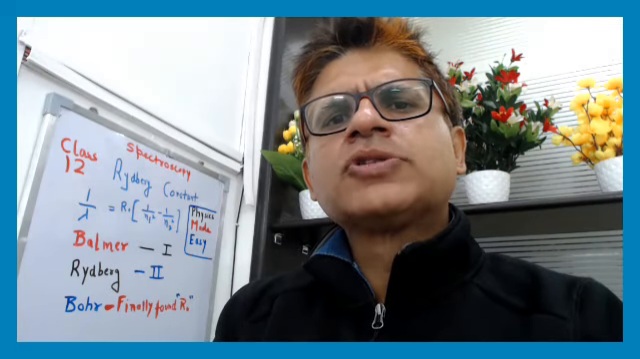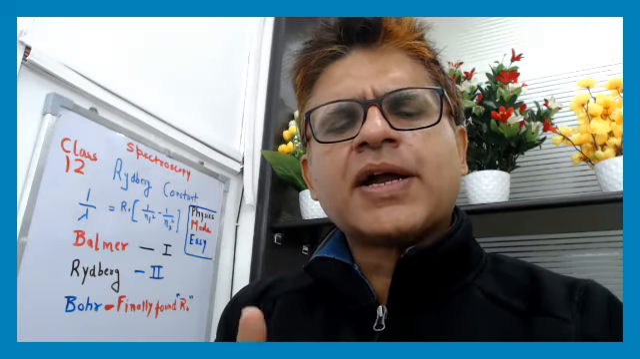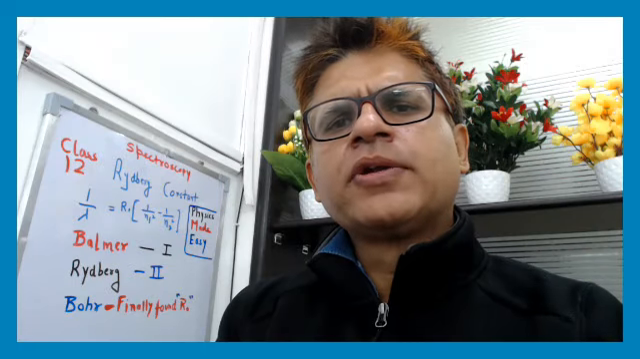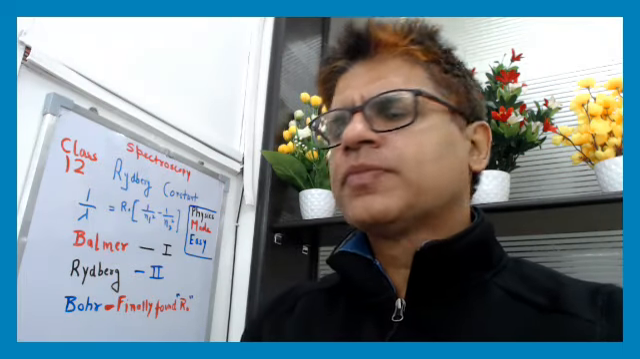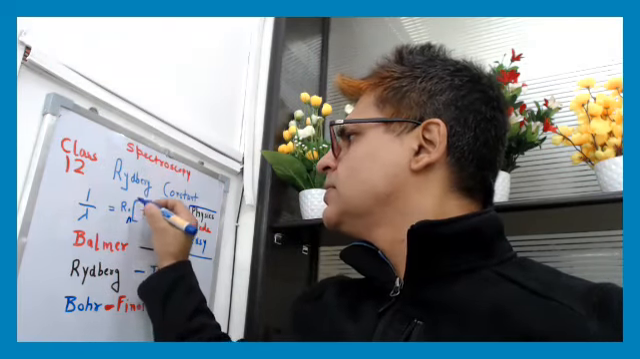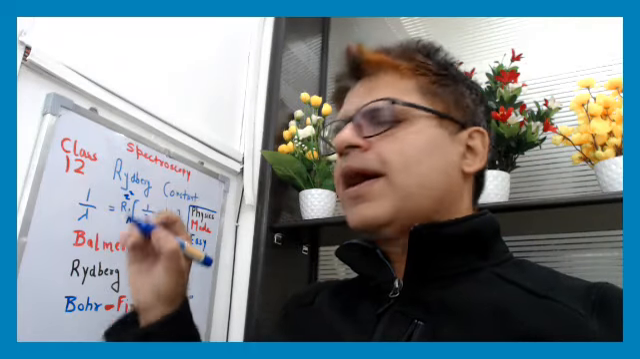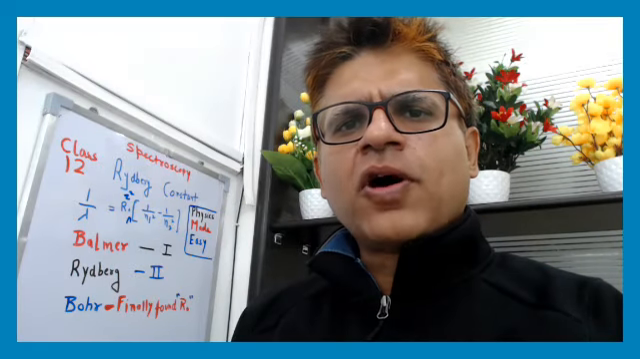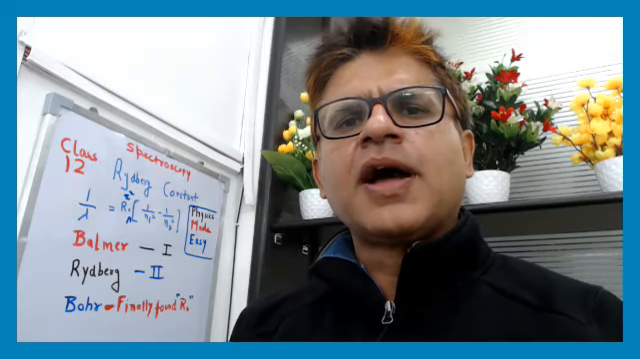Okay, so instead of just R on the right hand side, what you have to do is to introduce Z square also. So you introduce a Z square and you adjust this for different elements other than hydrogen.